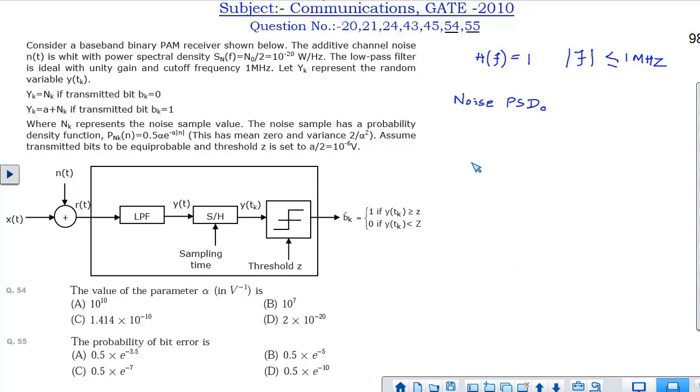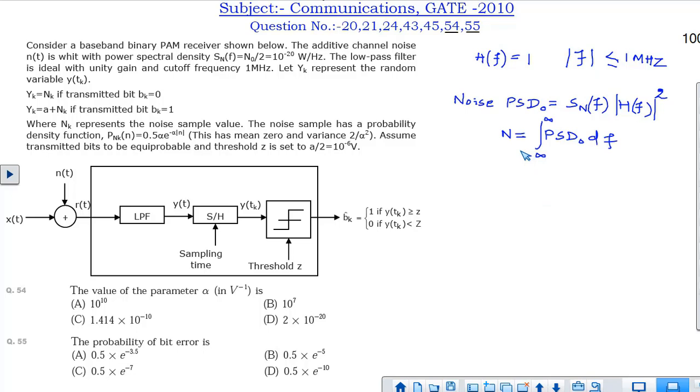So we can get the noise power spectral density at the output, because the noise power spectral density at the output is simply the noise spectral density that is input to the low pass filter, times |H(f)| squared. So PSD_0 is equal to Sn(f), which is given, times |H(f)| squared. The magnitude of H(f) is already 1, so we can get the output power spectral density.